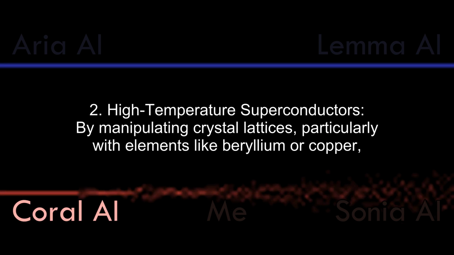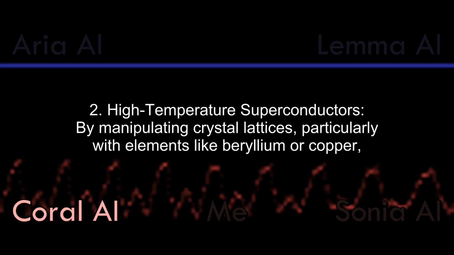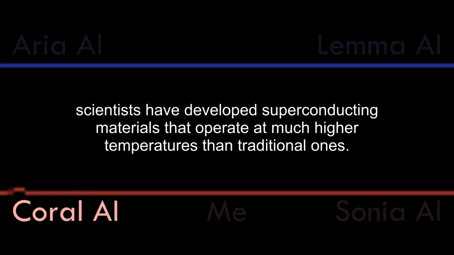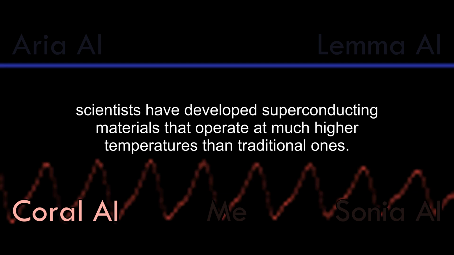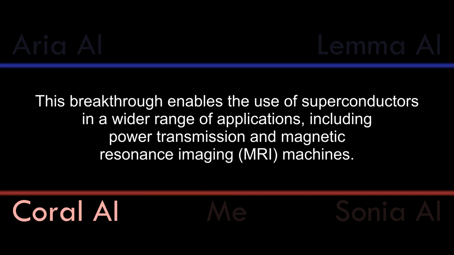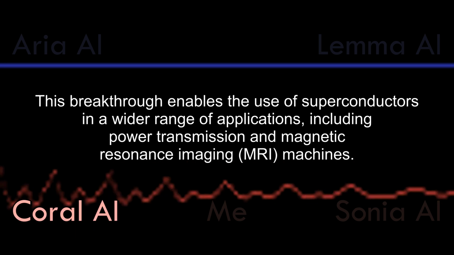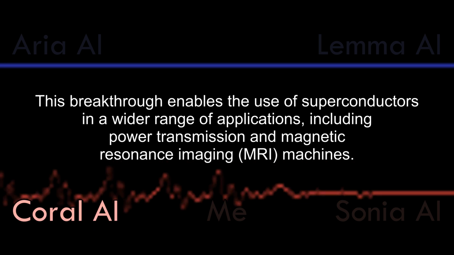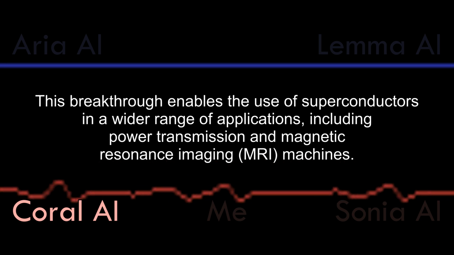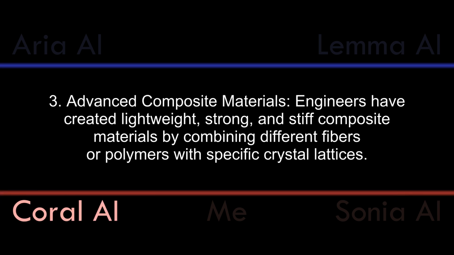2. High-temperature superconductors. By manipulating crystal lattices, particularly with elements like beryllium or copper, scientists have developed superconducting materials that operate at much higher temperatures than traditional ones. This breakthrough enables the use of superconductors in a wider range of applications, including power transmission and magnetic resonance imaging, MRI machines.